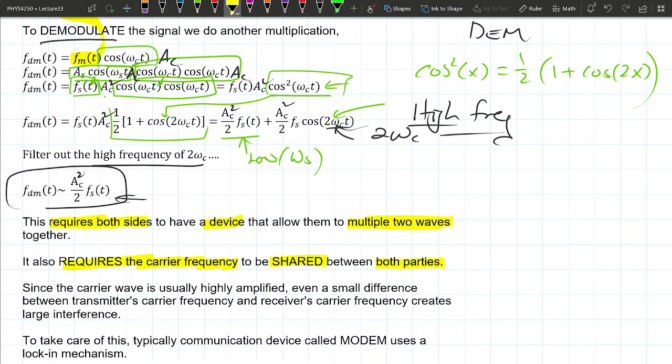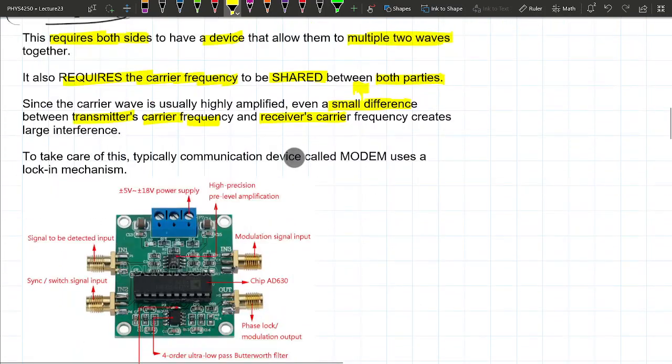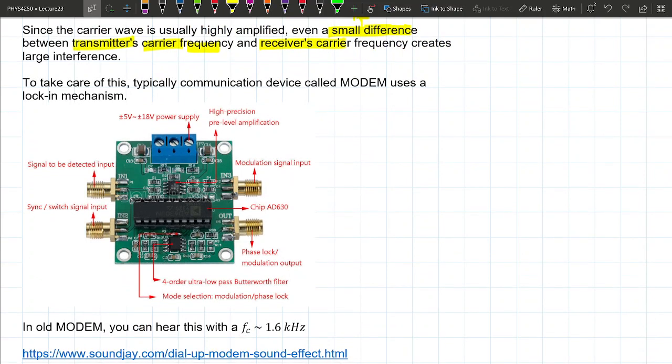And you can also change the carrier frequency as a function of time. Like on Monday you use one frequency, Tuesday you use a different frequency or something like that, and then keep people guessing. And since the carrier waves are usually highly amplified, even a small difference between the transmitter carrier frequency and the receiver carrier frequency is going to create a large difference. So even if you're slightly off in the frequency, you're just going to get garbled. That needs to be taken care of.